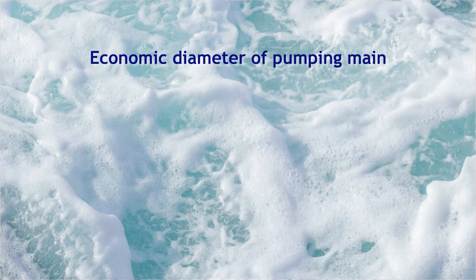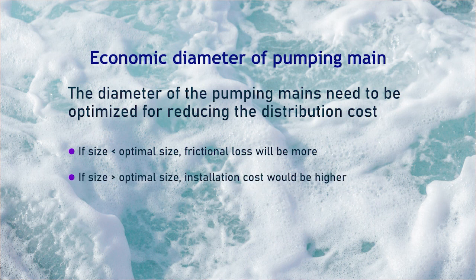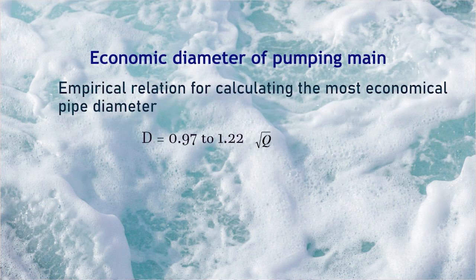A key aspect while deciding the pumping mains is the determination of the economic diameter of pumping mains. We need to reduce the size of the pumping main as much as possible to ensure that our system is economical and we can reduce the distribution cost of the water. If the provided size of our pumping main is less than the optimal size, we can expect significant frictional losses. On the other hand, if the provided size of the pumping mains is more than the optimal size, then the installation cost is higher and the system will not be as economical as it could have been had we used the economic diameter. There is an empirical relationship that allows us to determine the most economical pumping mains diameter.